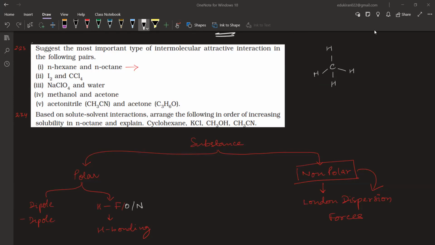Now, in this case, those who think it is polar due to the difference in electronegativity, you must remember that polarity depends on two things. One is the electronegativity, that is very true, and the other thing is the shape of the molecule. Now, as you can see, all of these bonds are polar bonds. That is true. That means you will have a polarity like this.